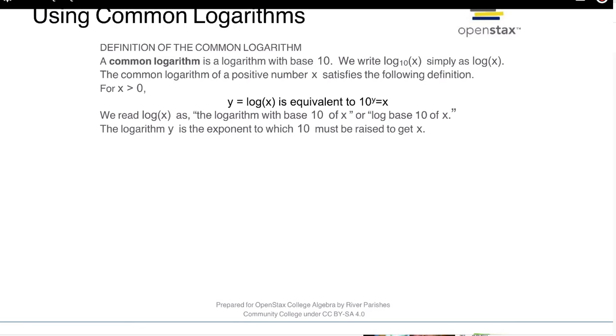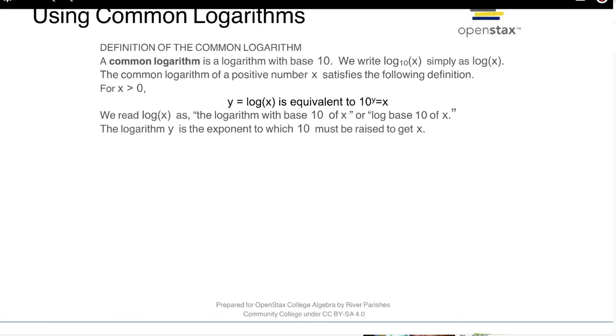We're continuing with part 2 of 6.3. We're going to pick up and start talking about common logarithms. A common logarithm is a logarithm with base 10. Okay? Well, I'm going to repeat that. A common logarithm is a logarithm with base 10. We write log base 10 of x simply as log x.